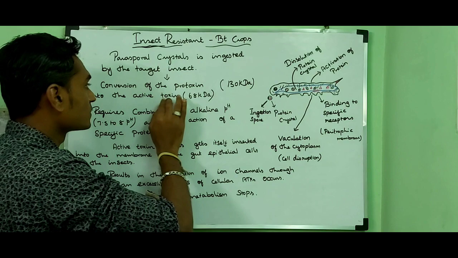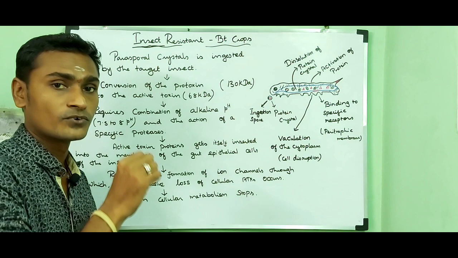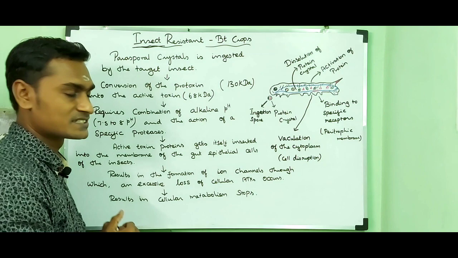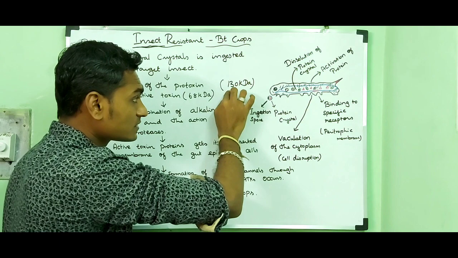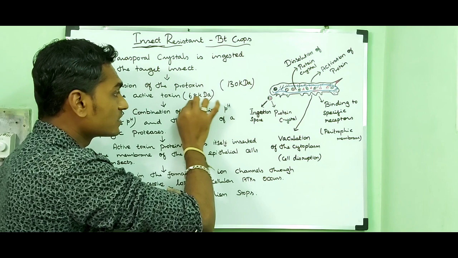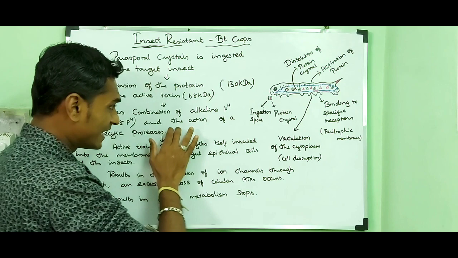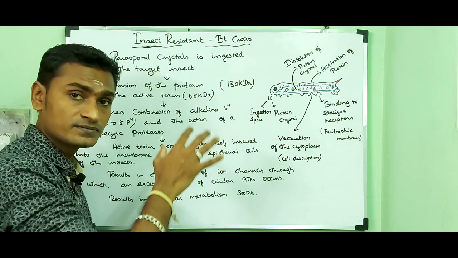Next is the conversion of the protoxin into active toxin. The parasporal crystals are in inactive form, so they have to be activated with the help of alkaline pH and a specific protease. The protoxin, with a molecular weight of 130 kilodalton, is converted into active toxin, with a molecular weight of 68 kilodalton. This requires alkaline pH, ranging about 7.5 to 8, and the action of a specific protease, an enzyme present in the gut of the insect.